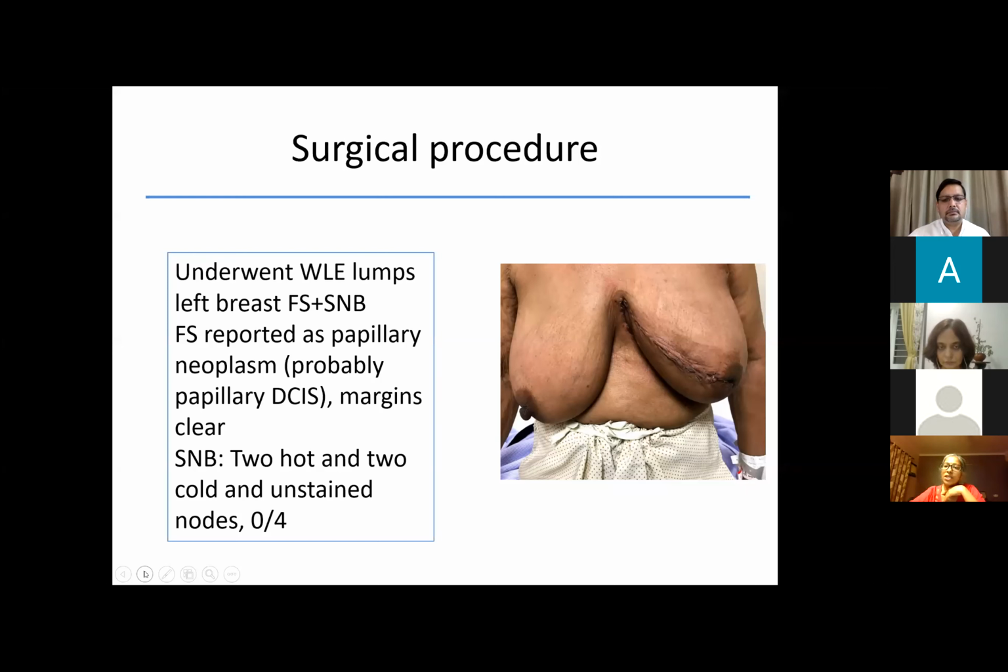Right. Dr. Sinu, do you differ on this, or would you still agree with this? What is your take? Dr. Sinu?